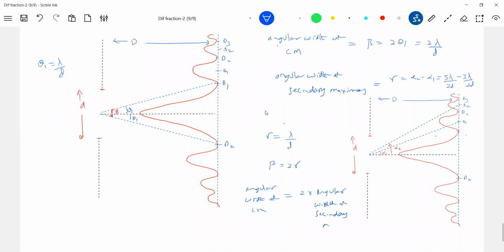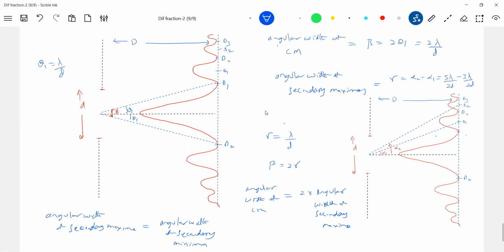In case of interference, what will happen? All maxima, the central maxima or any maxima, will have the same width, but here it will be different. So the width matters here. And what about the minima? They will be the same. The angular width of the secondary maxima and minima, both will be the same. So I'll write it separately here. The angular width of the secondary maxima is in fact equal to the angular width of the secondary minima. Okay, this is all about how to get the positions.